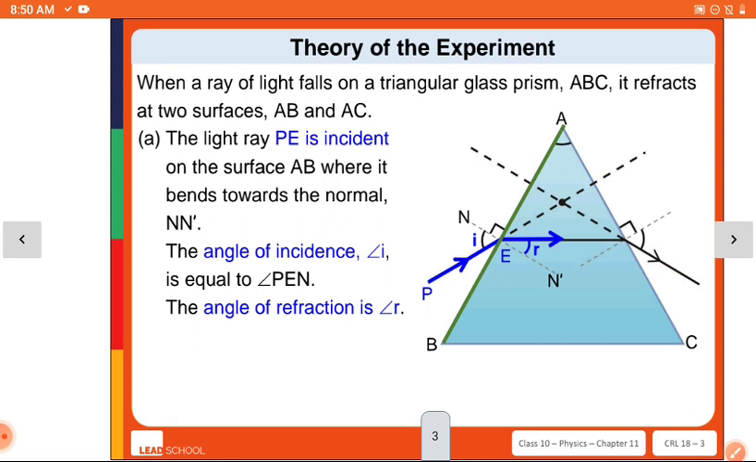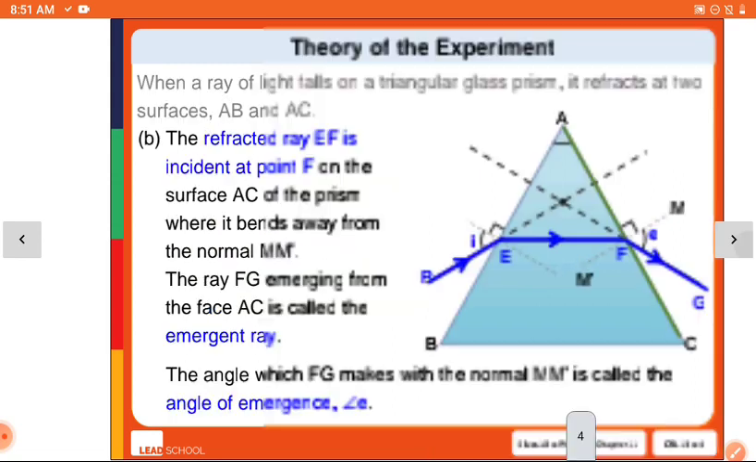So first of all, the light PE is the incident ray, which is incident on surface AB, where it bends toward the normal. We know that when a ray of light enters from a rarer medium to a denser medium, it bends toward the normal. Then angle PEN is the angle of incidence.